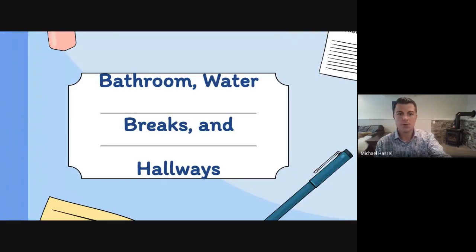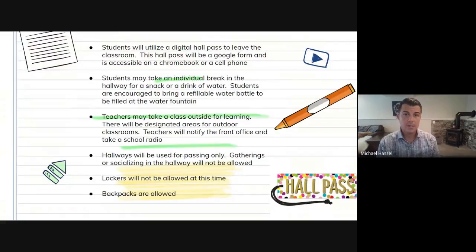So bathroom, water breaks, and hallways. These are obviously for our students who are in person. So we're working through a digital hall pass this year that will be shared with all students. They can open up their Chromebook, click on that hall pass. It's a Google form where they'll click where they're going. It'll do a timestamp for them, and we can collect data on where students are going and keeping track of that. Hallways are to be used for passing only.